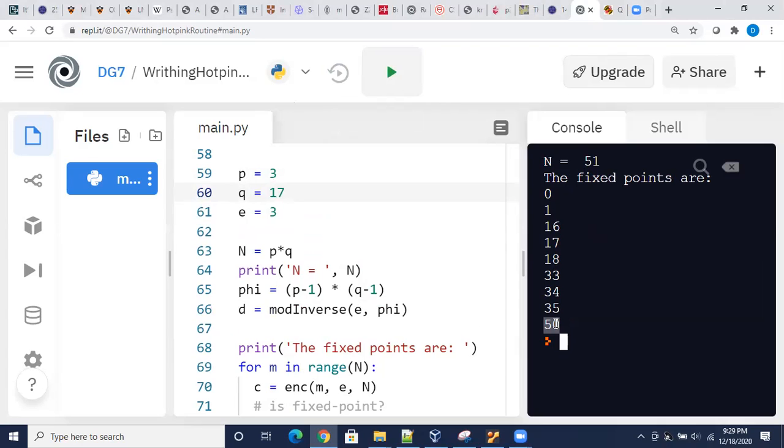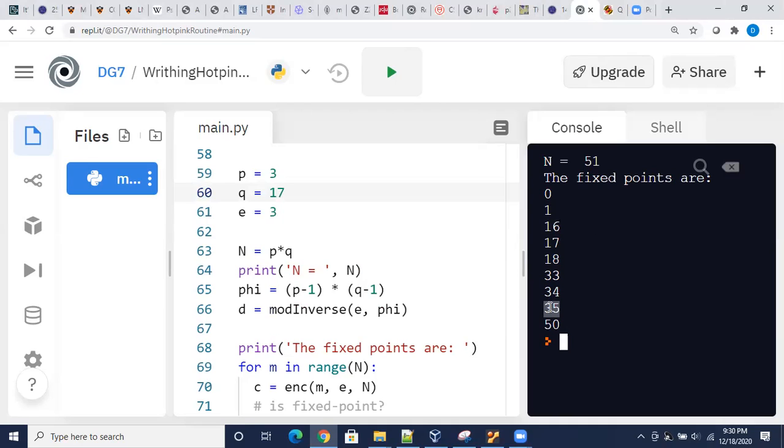Just because of the way the modular arithmetic works, 1 is a fixed point, because 1 to the power of anything is 1. You will also see 50 is a fixed point. So n minus m is always a fixed point whenever m is a fixed point. This is an interesting property. Let's say m is 16. What is n minus m? 51 minus 16 is 35, and 35 is also a fixed point.